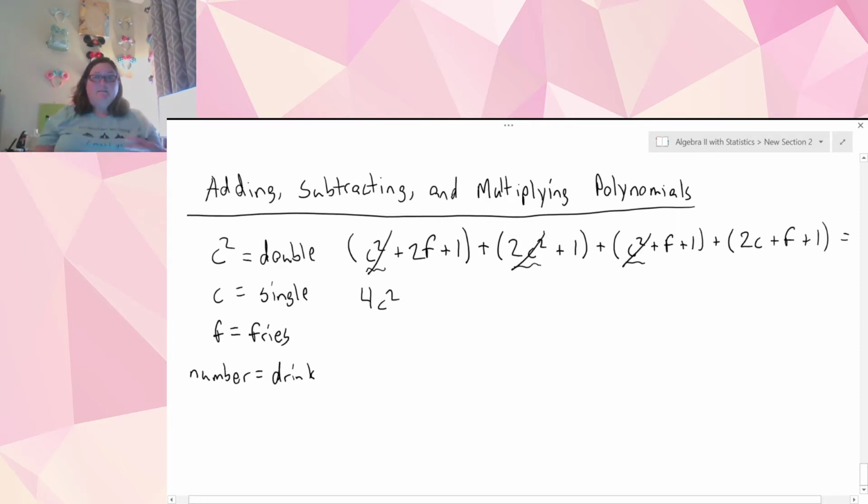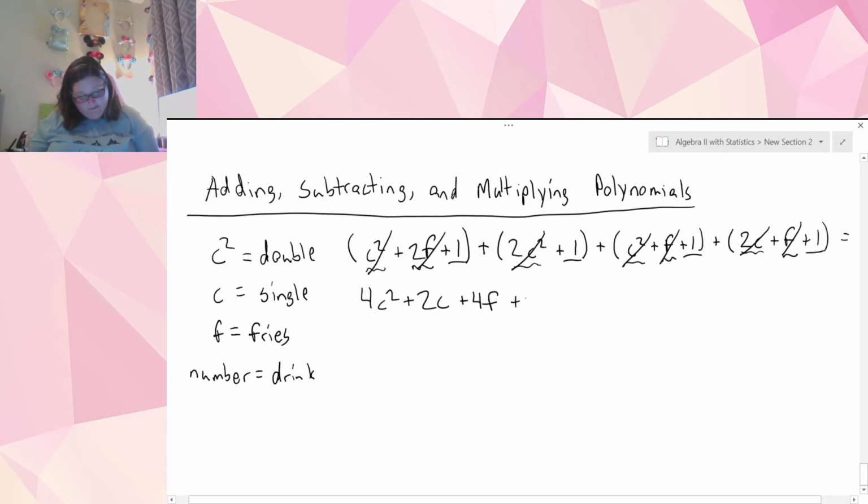Okay. Next, I'm going to go to the next complicated thing to make. That's going to be just a regular single. I only have 2 of those. So I'm just going to write plus 2C. Then I'm going to compile my fries. So I have 2, 3, 4 fries. So I have 4 fries. So I'm going to cross those all off my list. And then I have 1, 2, 3, 4 drinks. So that's plus 4.